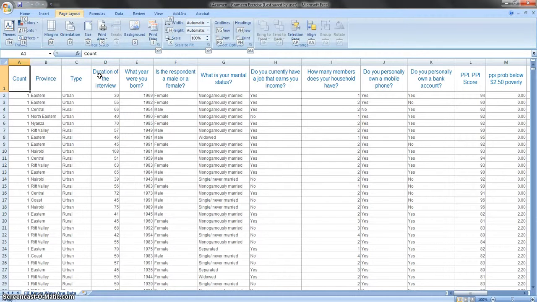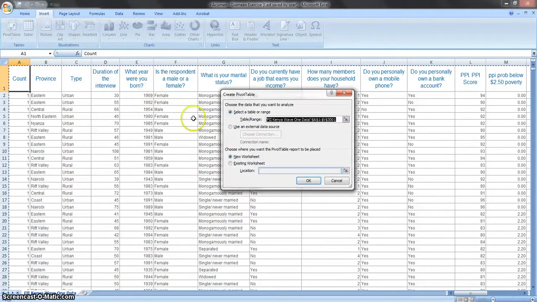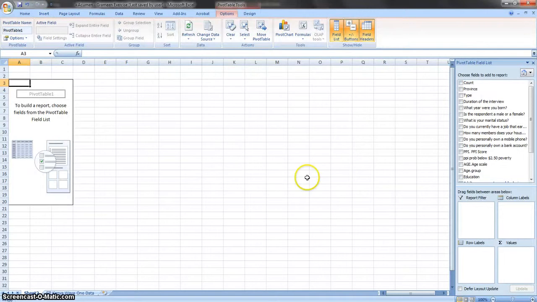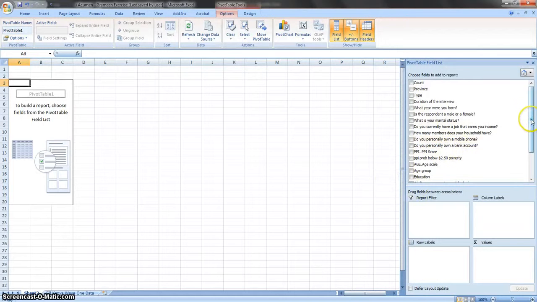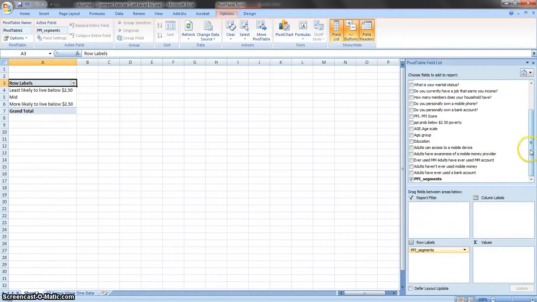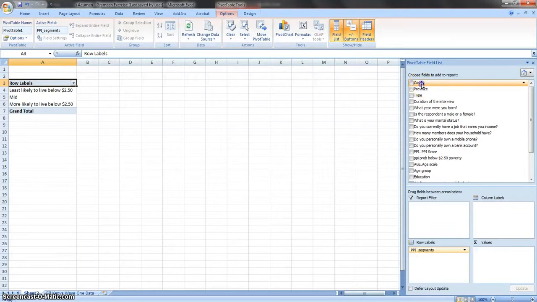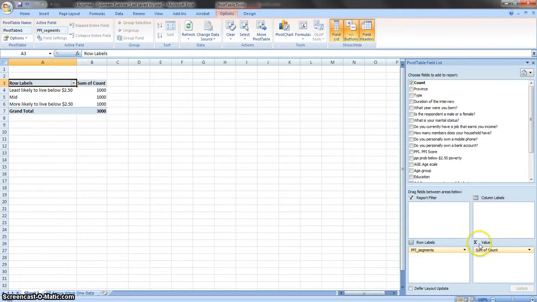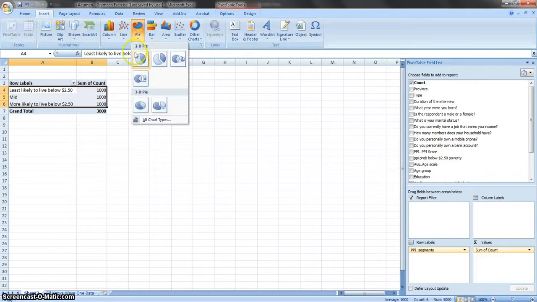So here we have our data set from Kenya, and we're going to just insert a pivot table. You're going to see that you have your fields on the right hand side, and we're going to show you very briefly how you can get some variable distributions. We're going to choose the PPI segments, and we need to count the respondents on each of them. So we have 1,000 respondents on each of the segments. And then we're going to insert a pie chart.